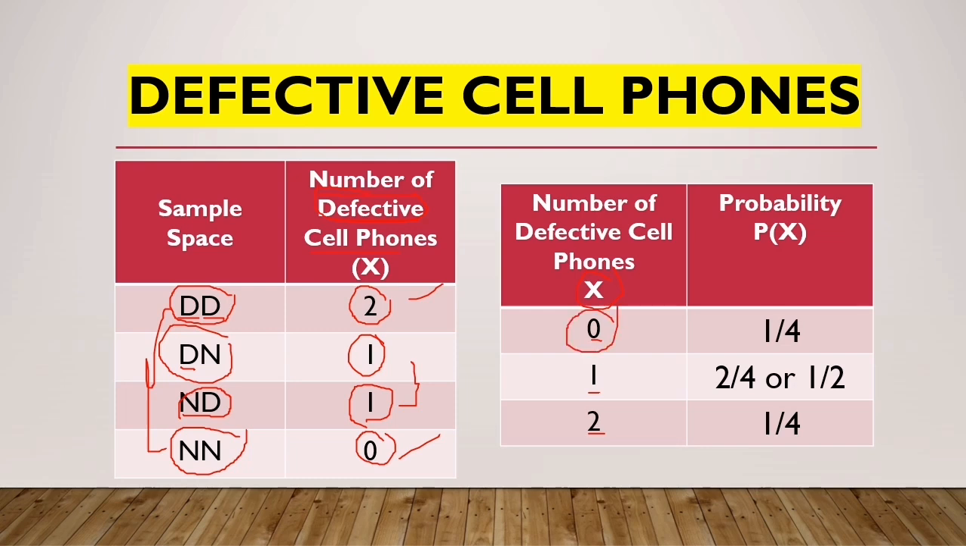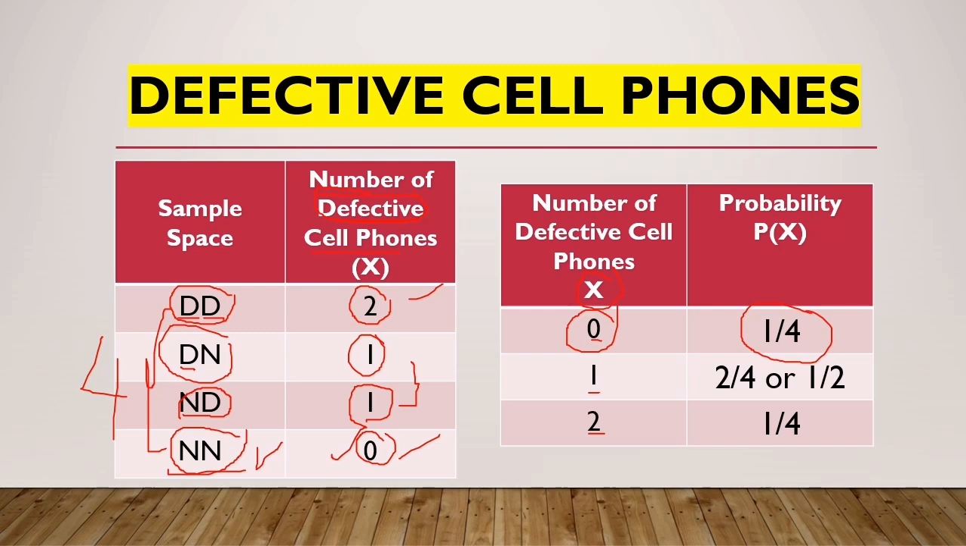So we only have 1 out of 4, and it is represented by NN. So there are no defective cell phones, that is why the value is 0, and the probability is 1 out of 4 because we only have 1 here, and it is represented by NN. We only have 1 here. 1 out of 4. Why 4? Because we have 4 total outcomes.